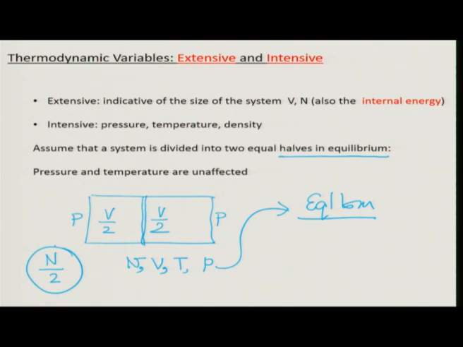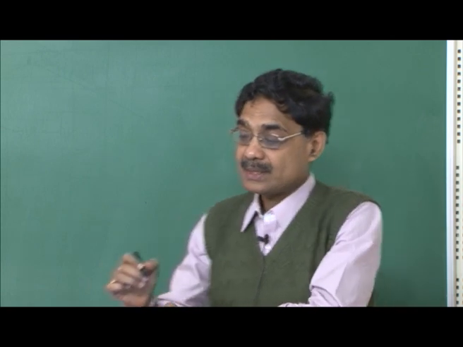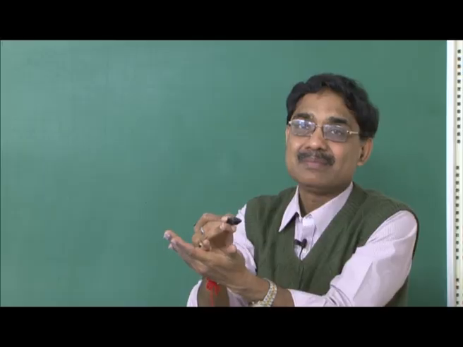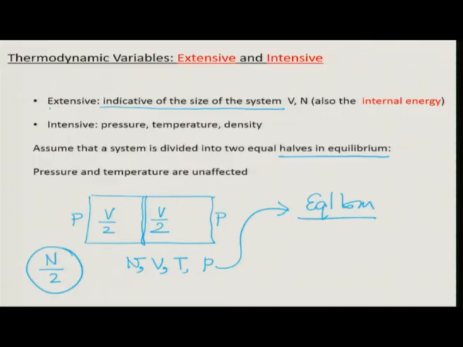So, you see that there are some quantities which become half of their initial value, there are some quantities which are not at all influenced or affected by this division of the system into two halves. Quantities which are indicative of system size, that means if I halve the system, they get halved, they become half of their initial value. These are called extensive quantities, for example, volume, number of particles, and also a quantity which I am going to define very soon, called the internal energy. These are extensive quantities. Okay?